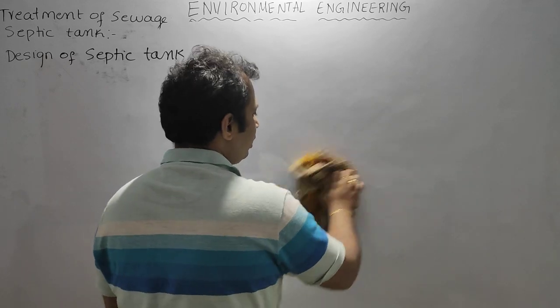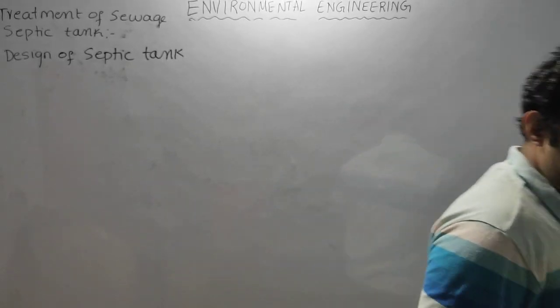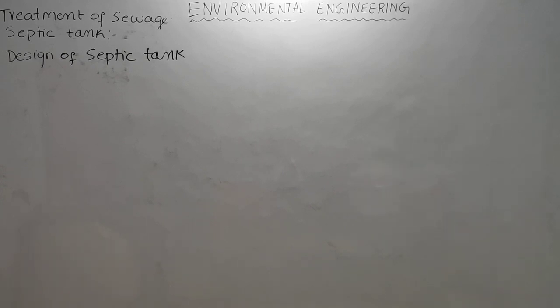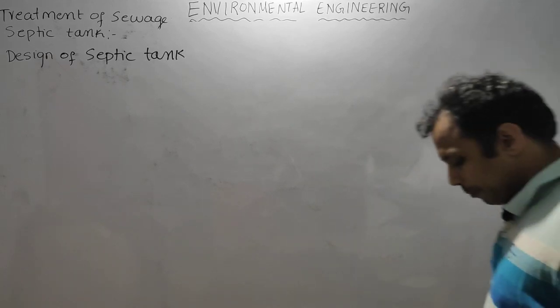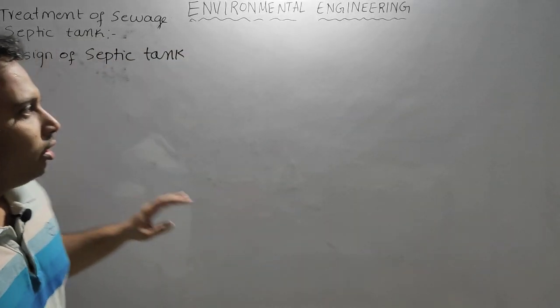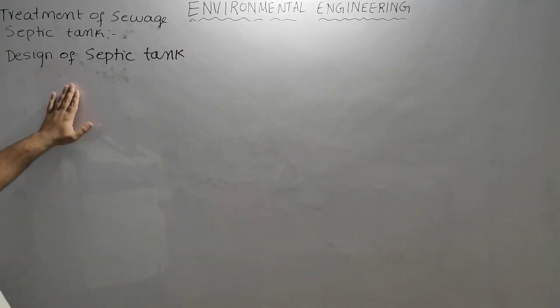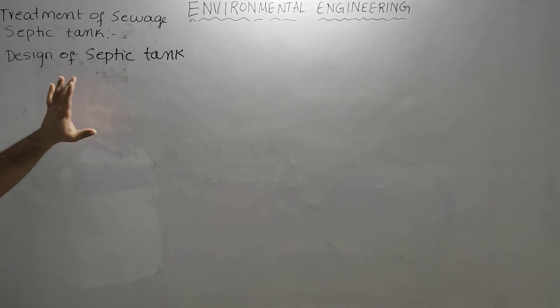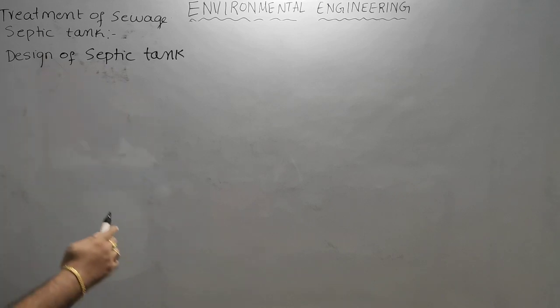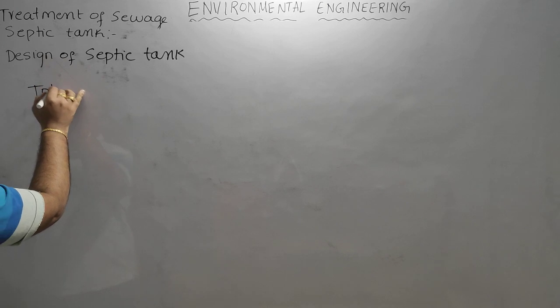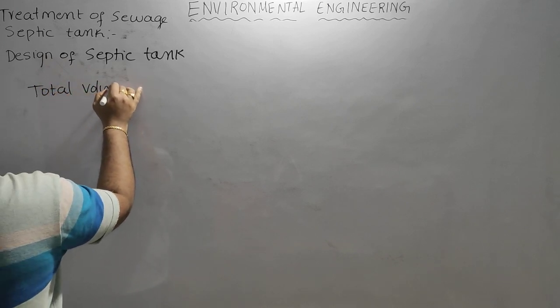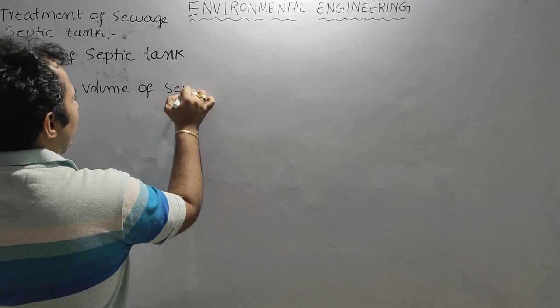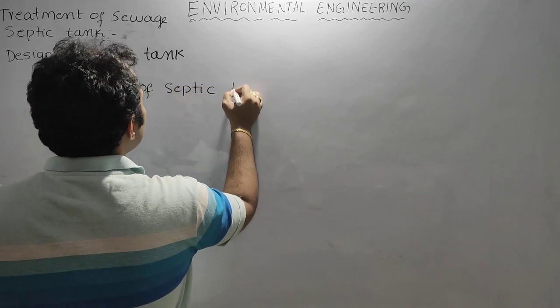Soak pit and dispersion trench are both simply pits only. Trench or pit, both are the same. So one more point here. Before going into the soak pit, we have found the volume of the settling zone and the volume of the sludge zone. So what is the total volume of the septic tank? Let us write this also.